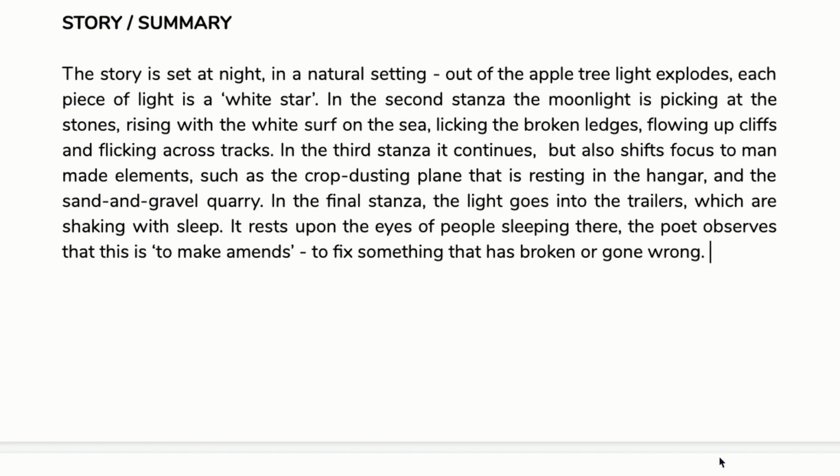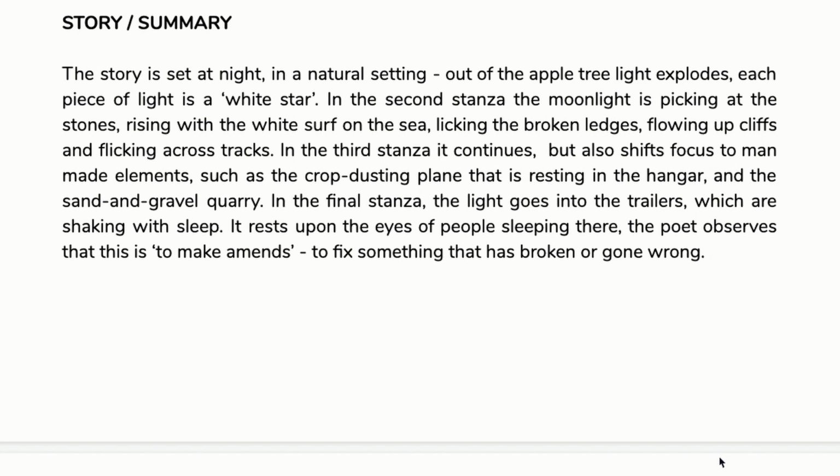So it's set at night and it's a natural environment. And the first thing that we look at in the poem is an apple tree. Light explodes out of the bark of the tree. So each piece of light is described as a white star. And we realize that it's moonlight that's hitting the tree and reflecting off it, and it looks like white stars on the tree.